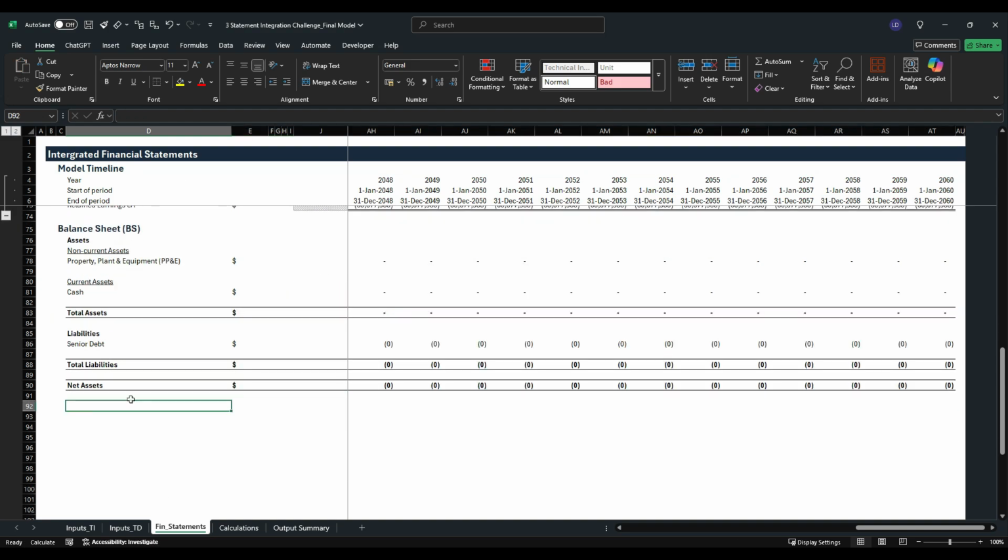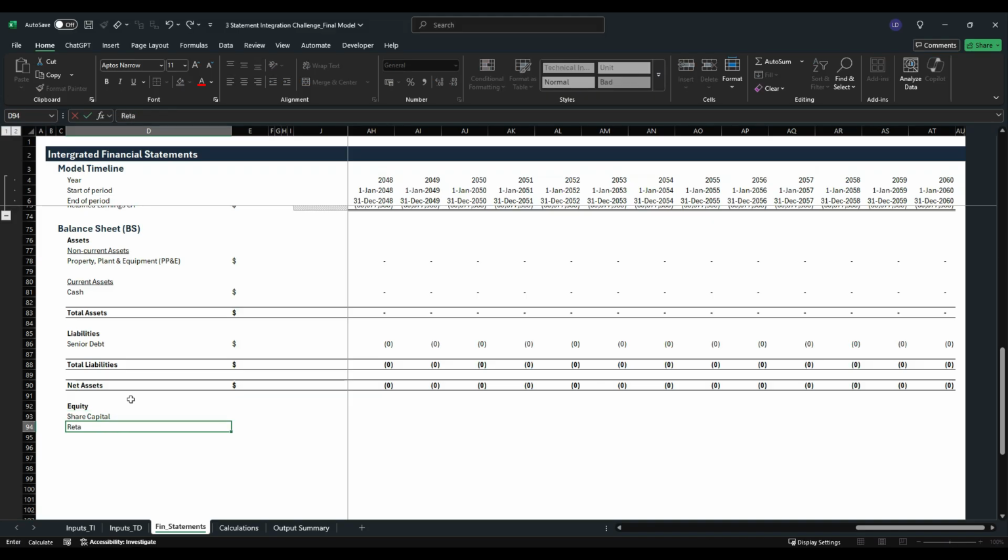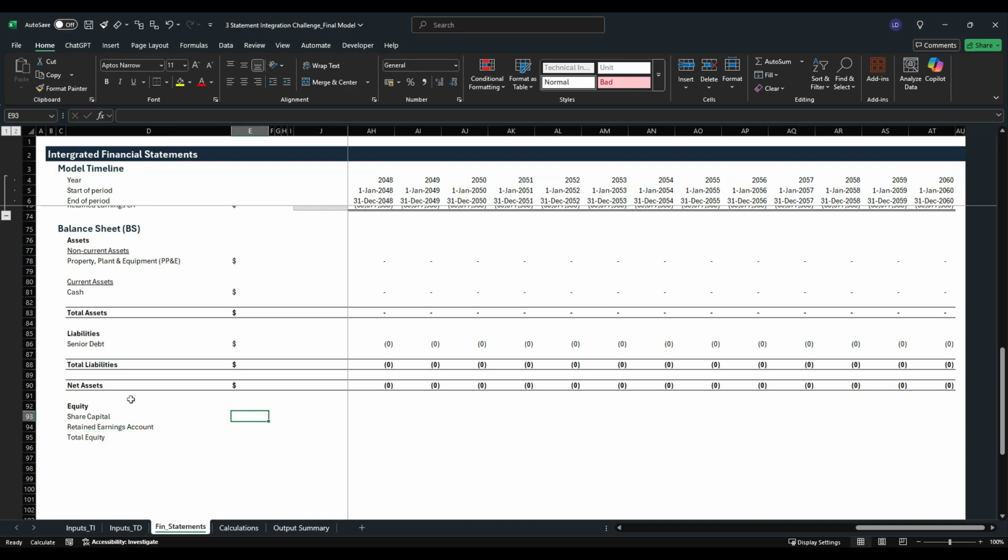And then you might have guessed it. What's left is the equity. And the equity consists of the initially provided share capital as well as our retained earnings account. So a lot of candidates get that wrong, but it's actually pretty straightforward once you've done it once or twice. And that will leave us with total equity, all of which is in dollars again.